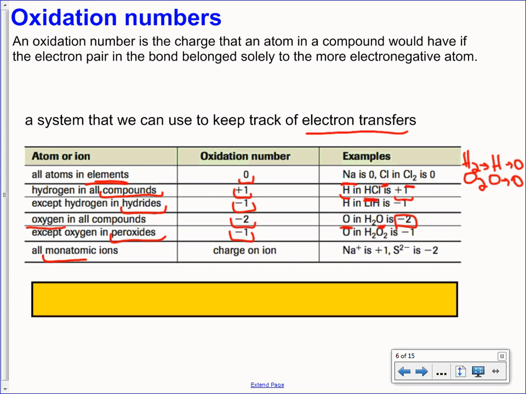For all monoatomic ions, the oxidation number is basically the charge on the ion. So for example, if you have sodium ion with a charge of +1, its oxidation number will be +1. If you have sulfur ion, which has a charge of -2, its oxidation number will be -2.